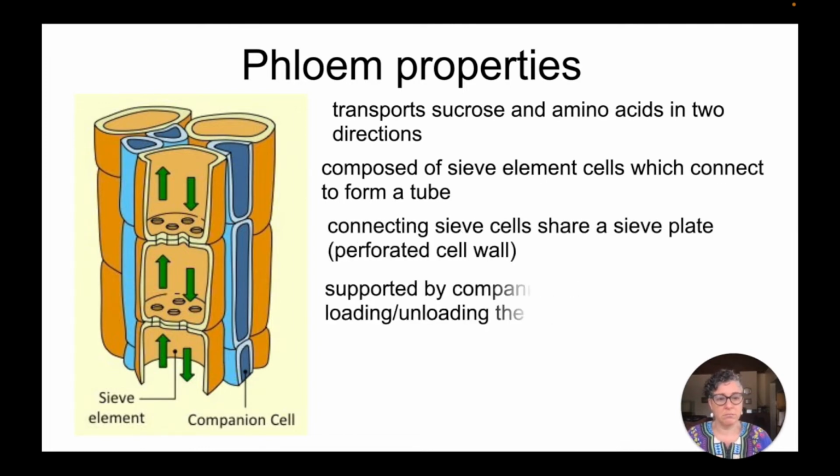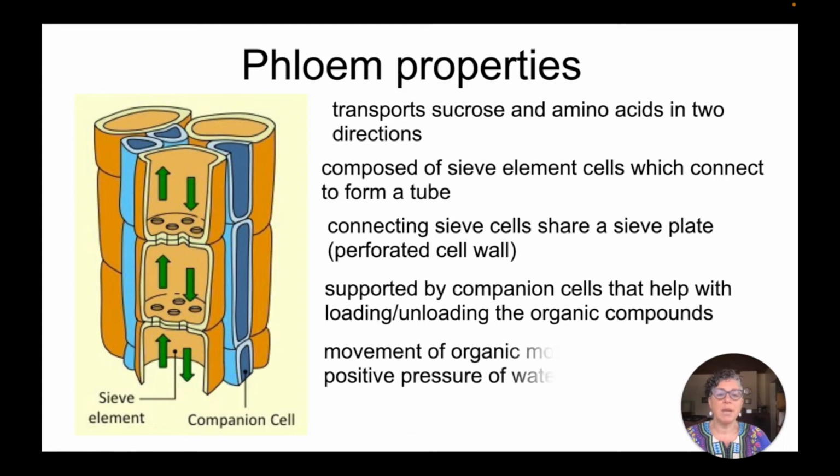We've already mentioned this. It is made up of what are called sieve element cells, which are connected to form a tube. So the structure is a little bit different than the xylem, where the cell wall area has been completely worn away, whereas these have what are called sieve plates. So these connecting sieve cells share this sieve plate. This is like a perforated cell wall, so to speak.